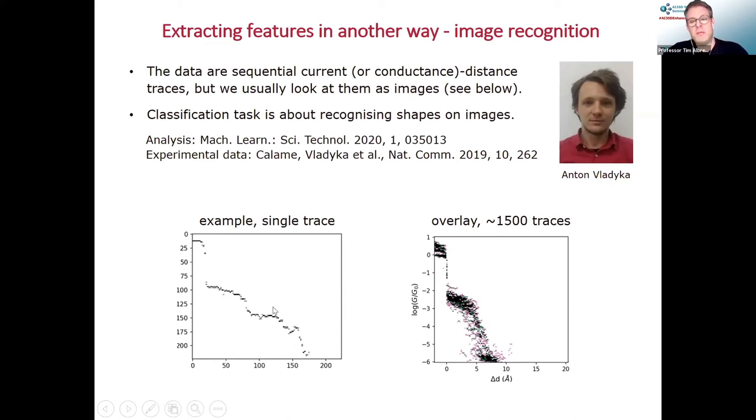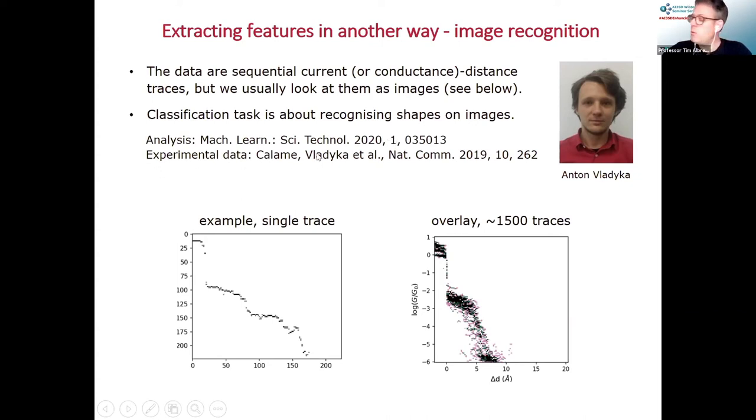If you repeat the measurements 1,000 times or 1,500 times, and you plot them all on top of each other, you see the sort of variance that I was referring to earlier that is inherent to this measurement. And I should say that all the analysis results that I'm going to show are published in this paper here, in Machine Learning: Science and Technology, which just came out earlier this year.